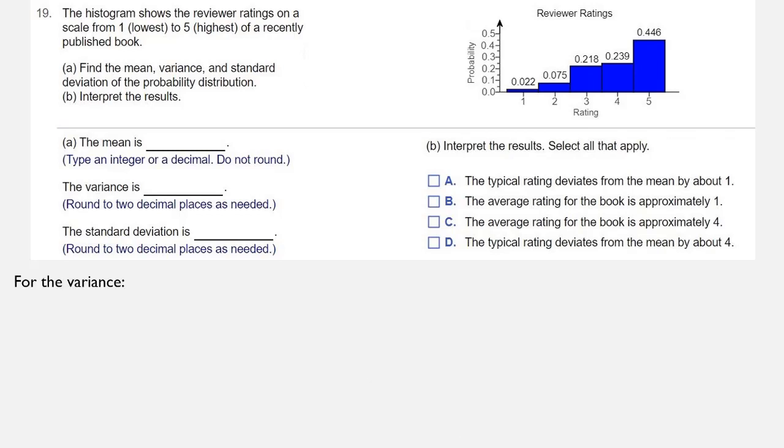For the variance, we have a formula that's similar to the formula for the mean. The variance is equal to the sum of each x squared times its probability minus the square of the mean. So we take each x and square it, multiply it times the probability, add those values up, and then subtract the square of the mean.